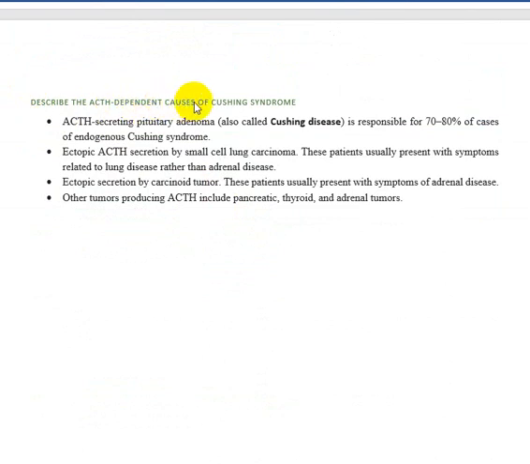Describe ACTH-dependent causes of Cushing syndrome. You need to know that Cushing syndrome can have a cause which is ACTH-dependent, that is, coming from the pituitary gland, or ACTH-independent, coming from the adrenal gland itself. So ACTH-dependent adenoma, also called Cushing disease, is responsible for 70 to 80% of cases of endogenous Cushing syndrome.